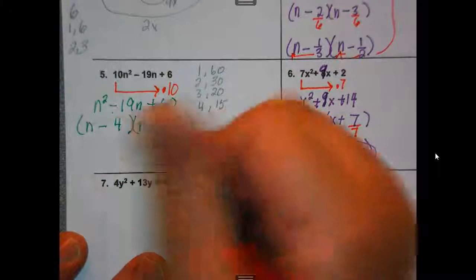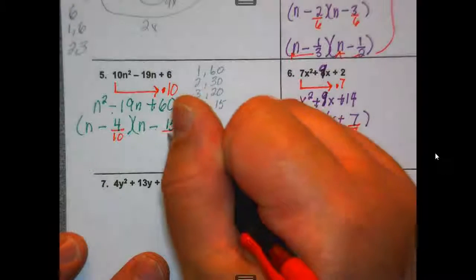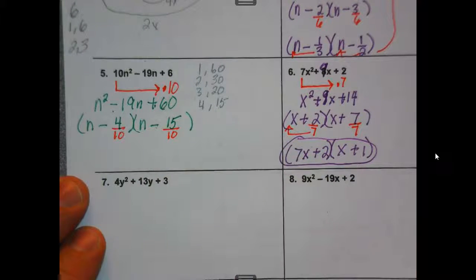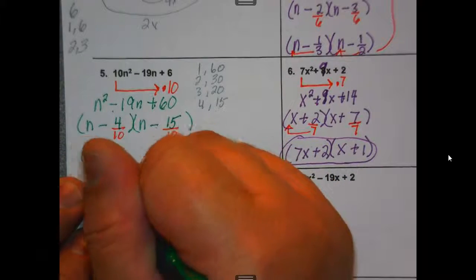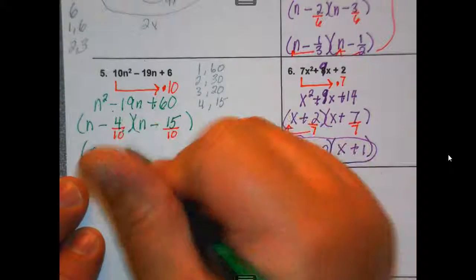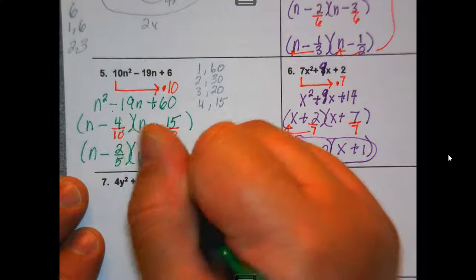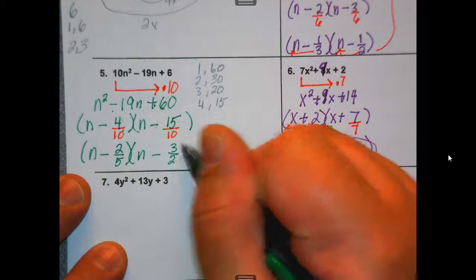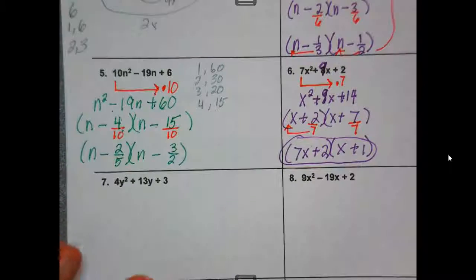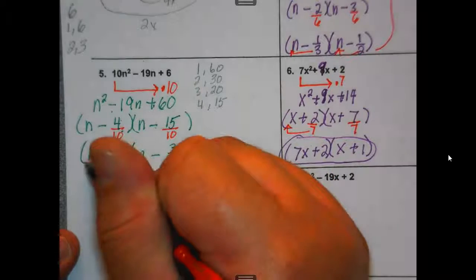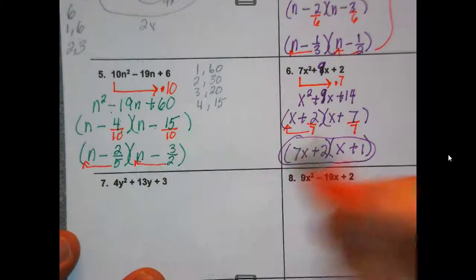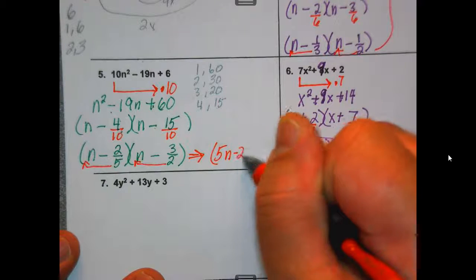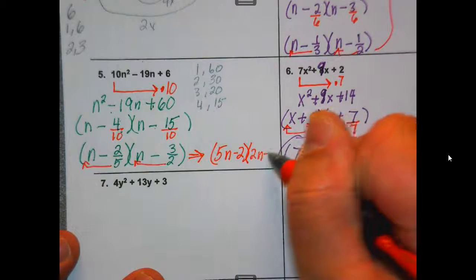Now we divide by 10. Let's just reduce. 4/10 is 2/5, 15/10 is 3/2. See, they don't divide evenly, so they go in front of the n. So I get 5n minus 2 and 2n minus 3.